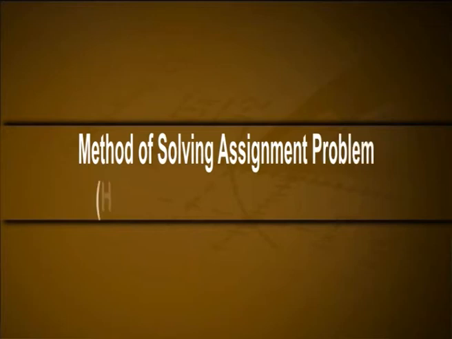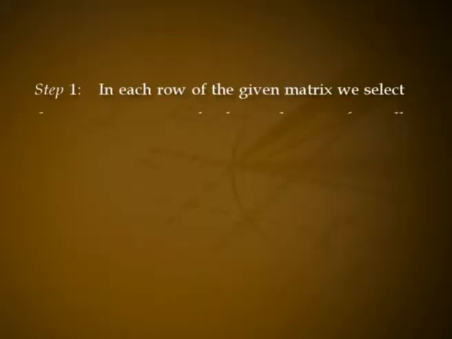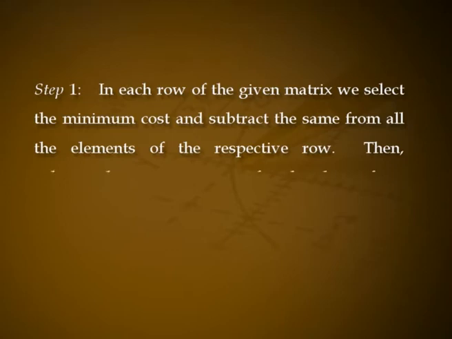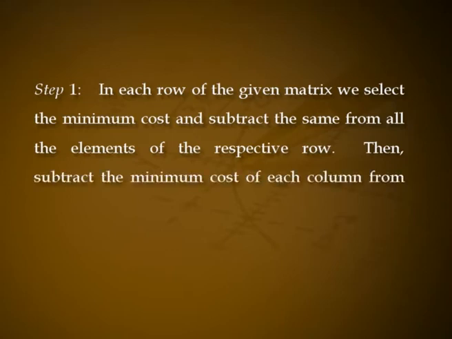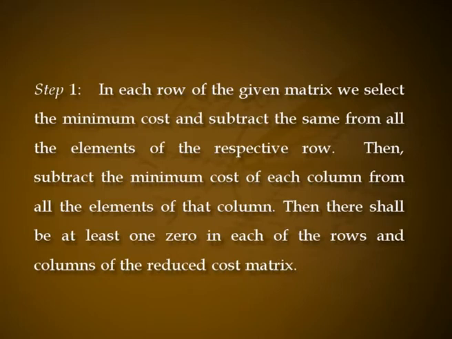Method of solving assignment problem: Hungarian assignment method. The various steps included in the procedure for solving an assignment problem, which is known as Hungarian method, are: step 1. In each row of the given matrix, we select the minimum cost and subtract the same from all the elements of the respective row. Then subtract the minimum cost of each column from all the elements of that column. Then there shall be at least one 0 in each of the rows and columns of the reduced cost matrix.